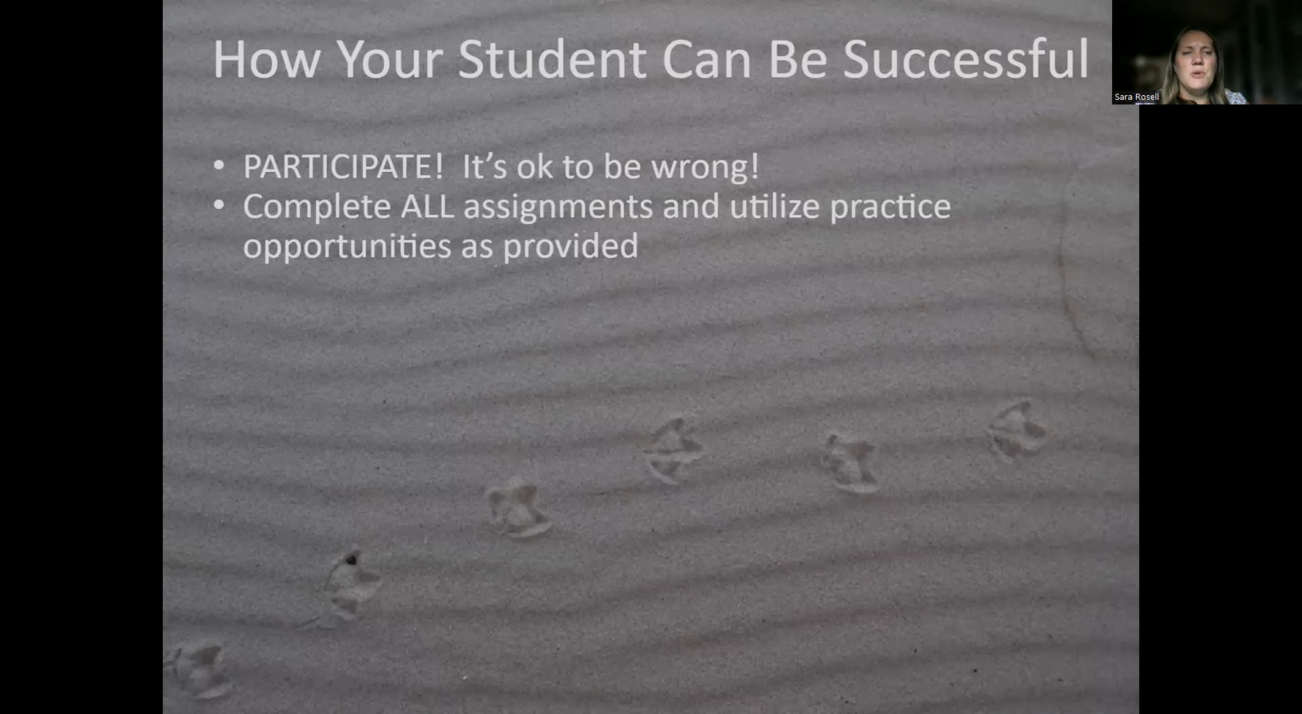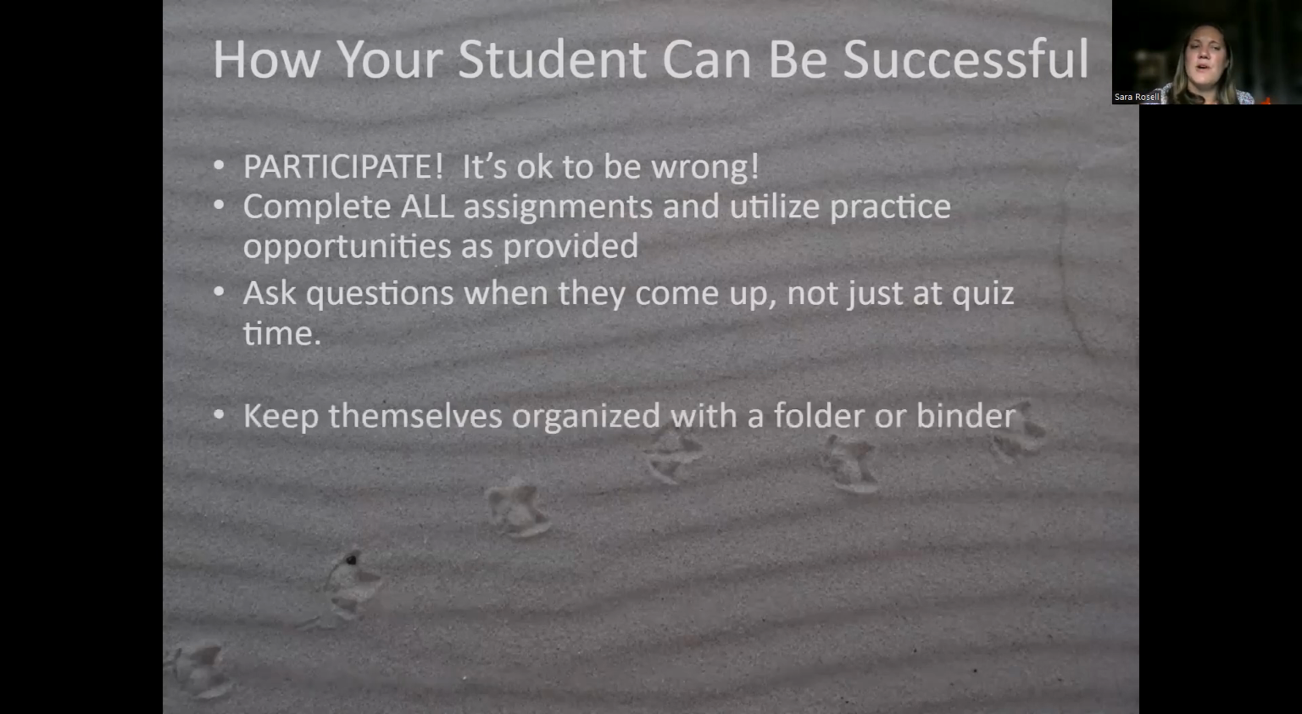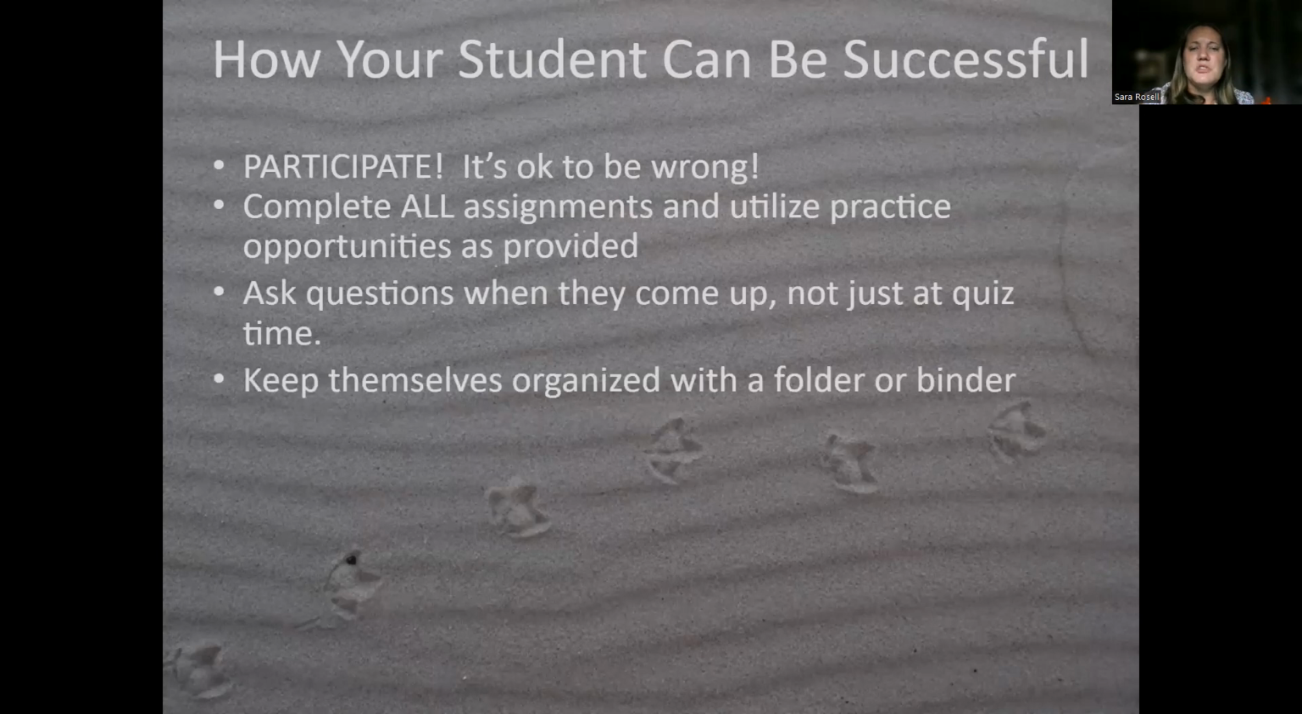But as a teacher, we are very cognizant of the assignments that we give, ensuring that those assignments are going to help them prepare for the assessments. So it's important that they do the assignments and make sure they get them done in time, so that way they can be prepared for the assessments. Asking questions is super important to make sure we can clarify misunderstandings and there's no need to cram at quiz time. They should be keeping themselves organized with a binder for our class.